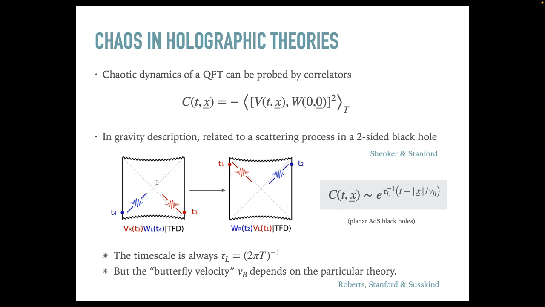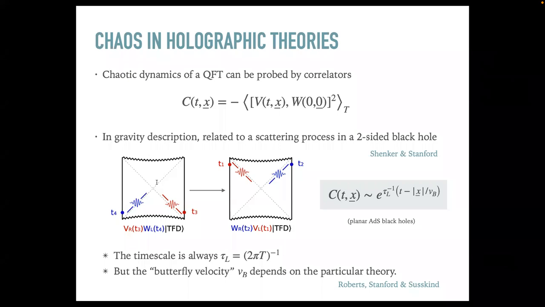And in theories that have a gravitational description, an AdS gravitational description, the value of this correlator is related to a scattering process in a two-sided version of the black hole. More specifically, it's related to the scattering amplitude in which we have two particles falling into a two-sided black hole from some early time. The scattering amplitude is to get in the out-state two particles at a much later time at the two asymptotic boundaries.